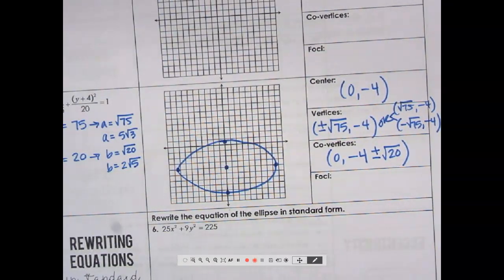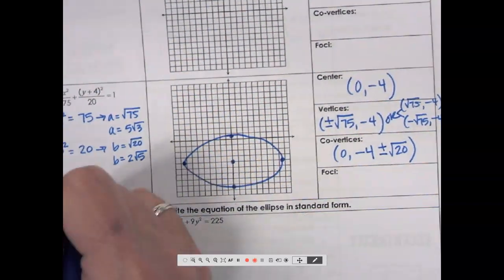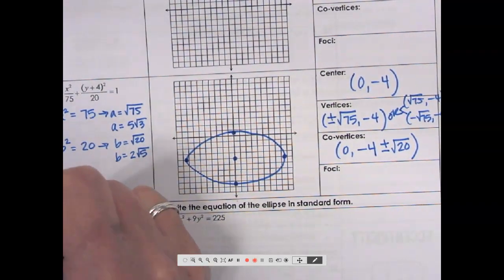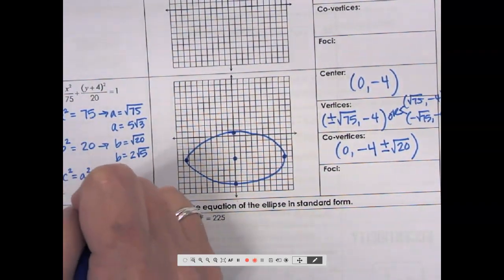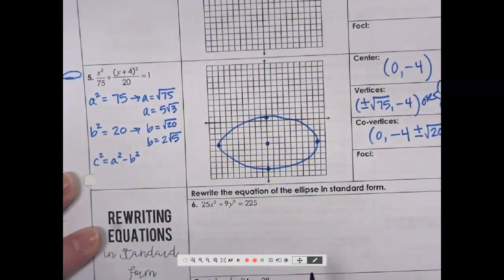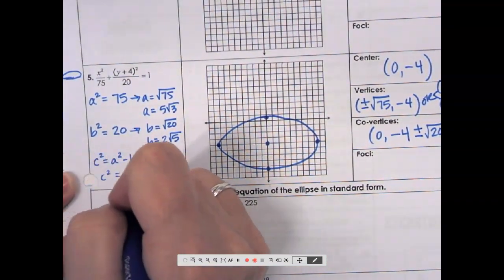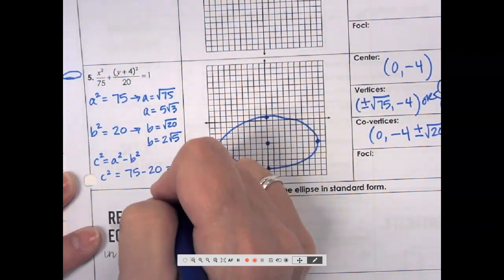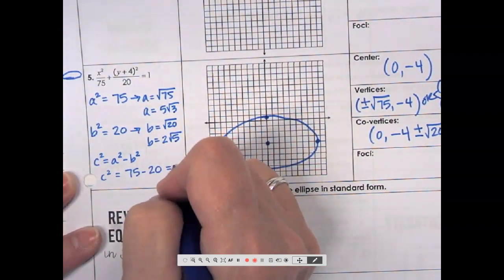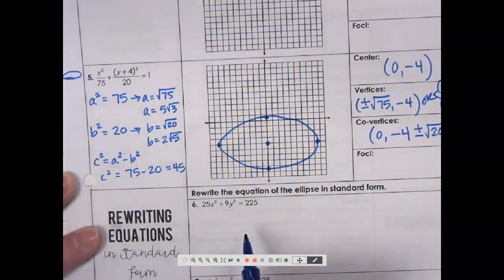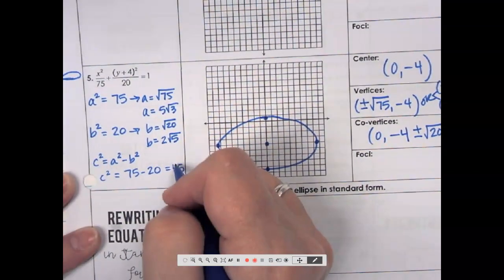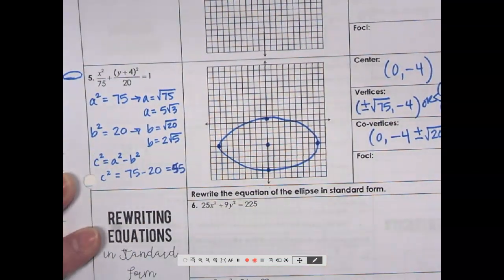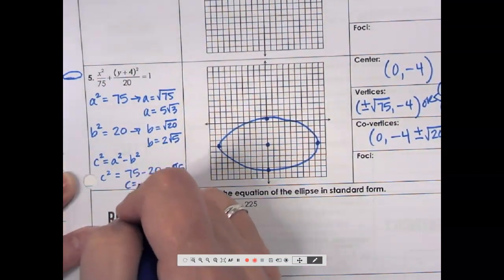All righty. Foci. Let's find our c squared. C squared equals a squared minus b squared. So c squared is 75 minus 20, which is 55. So c is square root of 55.